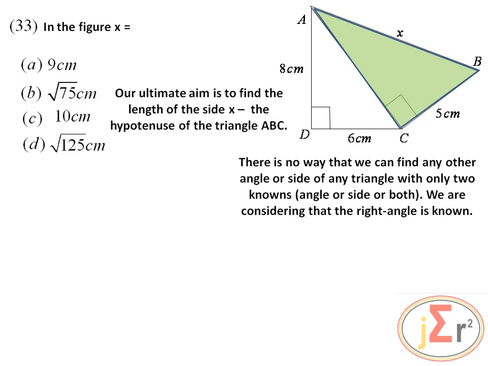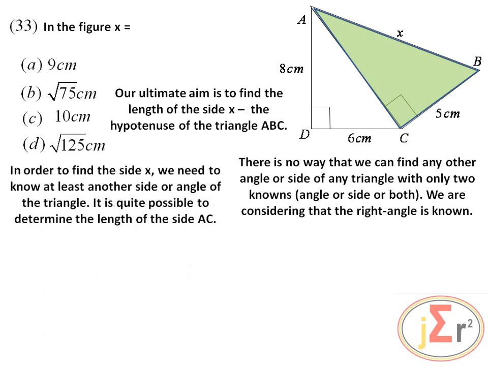There's no way that we can solve any triangle with only two knowns. That is, we have either two sides alone or we have two angles alone. We need a third value. In order to find the side x, we need to know at least another side or angle of a triangle. It is quite possible to determine the length of the side AC.